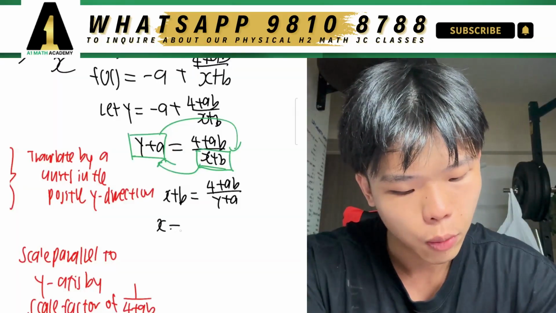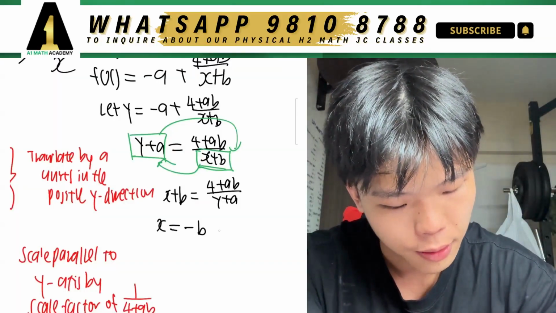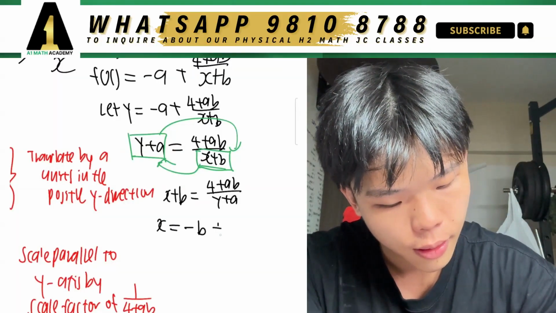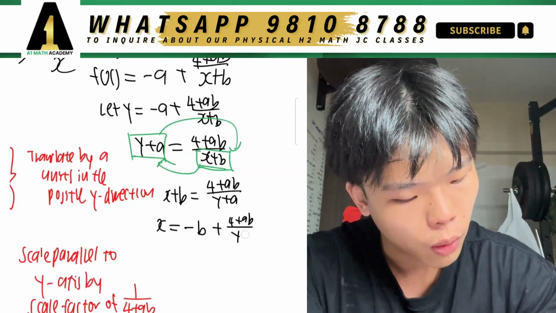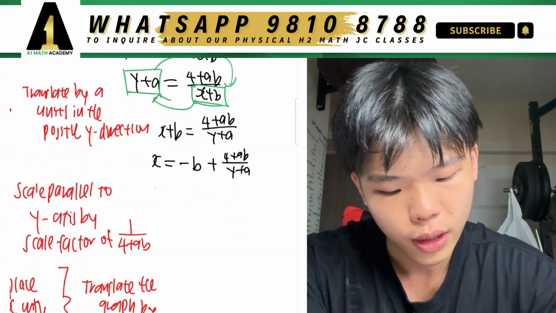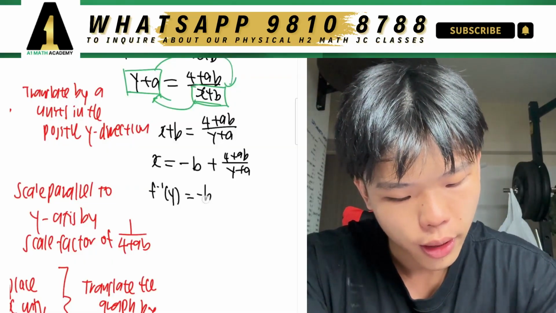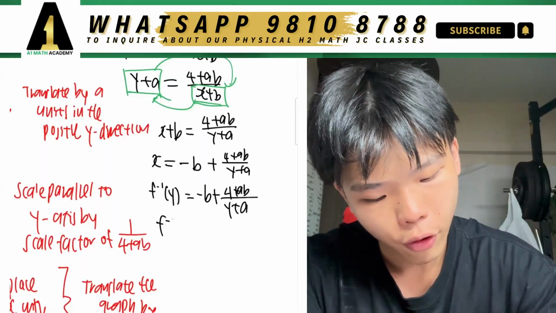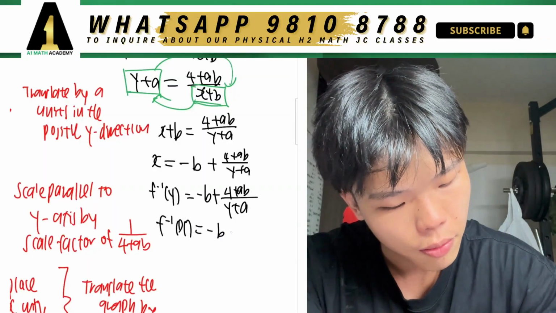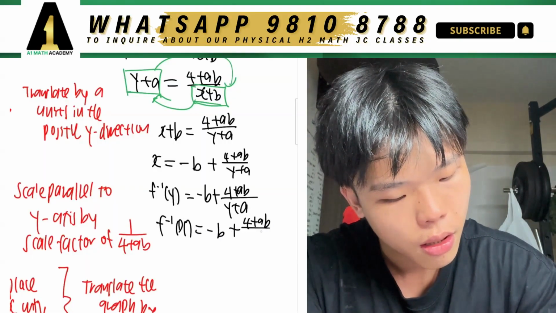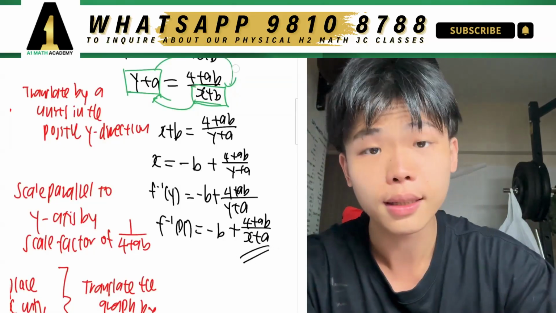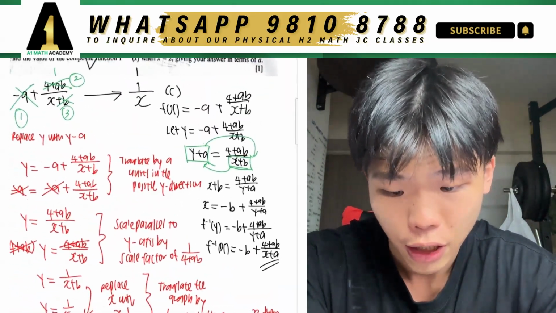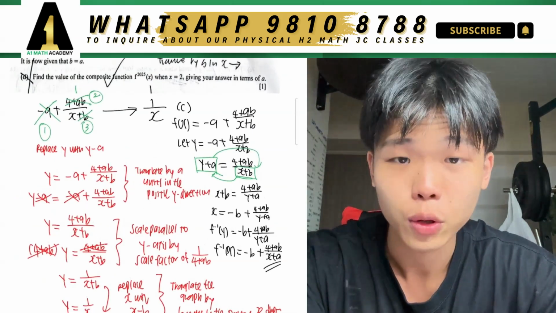And then last but not least, I will move the b over: minus b plus (4 plus ab) over (y plus a). So therefore, we can say that f inverse y equals negative b plus (4 plus ab) over (y plus a). And therefore, f inverse x will be negative b plus (4 plus ab) over (x plus a). So that is the equation of the inverse function, and they want us to state the range.